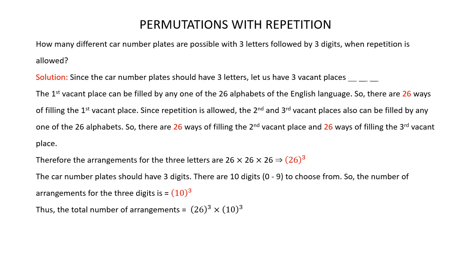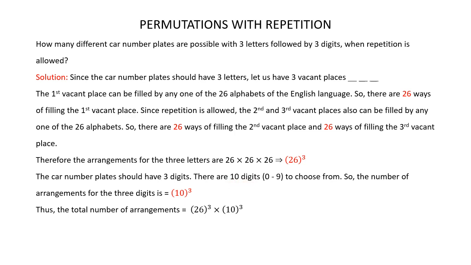Now the car number plates should also have 3 digits. Now there are 10 digits, that is 0 to 9 to choose from. Now since the car plate should have 3 digits, let's have 3 vacant places. Now the first vacant place can be filled by any one of these 10 digits. So there are 10 ways of filling the first vacant place. Now since repetition is allowed, the second and third vacant places also can be filled by any one of these 10 digits.